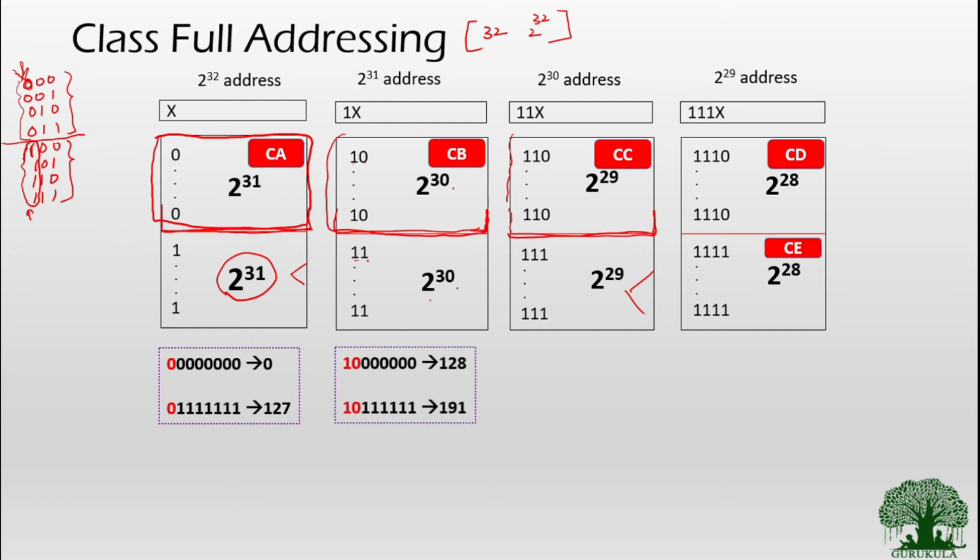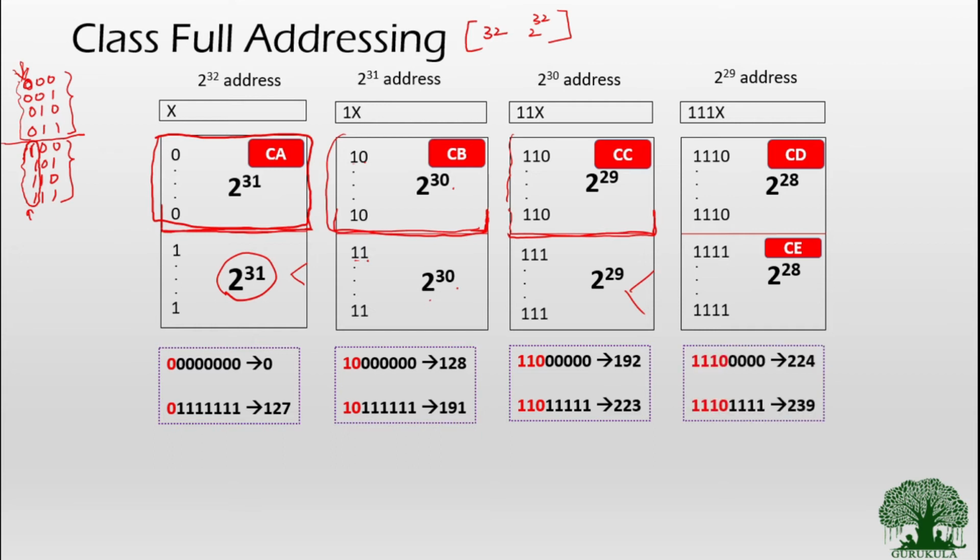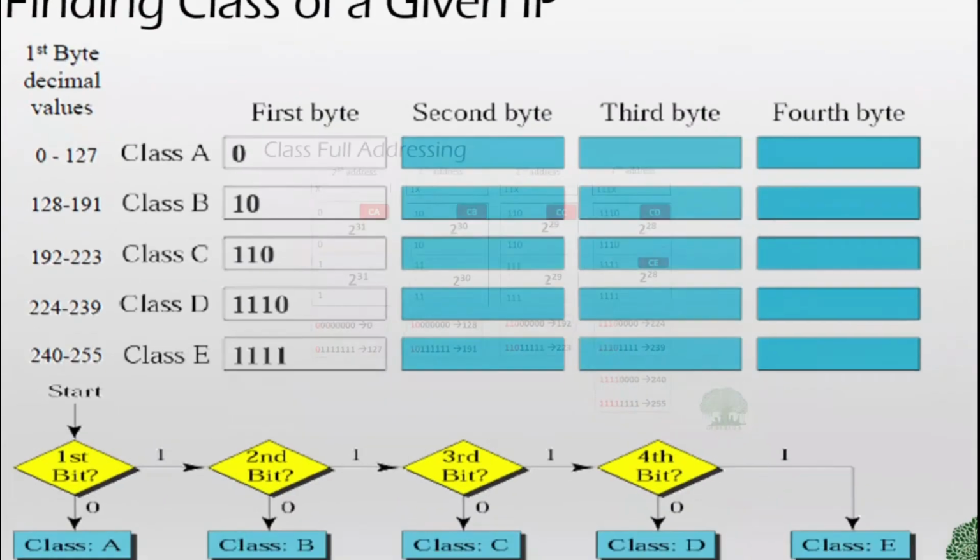Similarly, when you write it for class B, you will get from 128 to 191. And for class C, 110 is constant at all times. The remaining bits may run from all zeros to all ones, so you will get 192 to 223. And for class D, 1110 is frozen, and the remaining 4 bits can vary from all zeros to all ones, so you will get 224 to 239. And for class E, it is 240 to 255. So this is how the classes are organized in the IP address space.